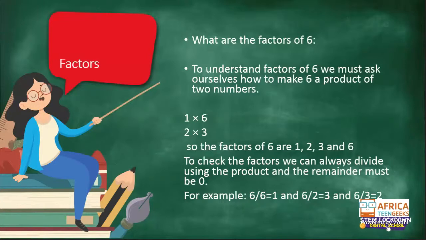And then again, we'll say 3 multiplied by 2, the answer is 6. Sorry, yes, 3 multiplied by 2, the answer is 6. We will then say 6 divided by 2, the answer is 3.